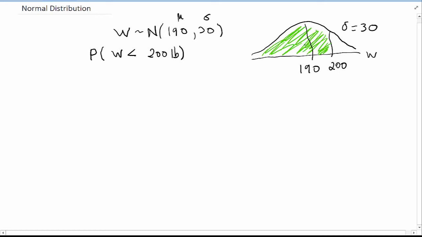So we only have a table where the mean is 0 and the standard deviation is 1. But then we would need a table where the mean is 190 and the standard deviation is 30. The way to resolve this problem is to standardize the data. In other words, we're going to take this data and this graph and convert it into a standard normal distribution by taking the z-score of every value. So that's called standardizing.